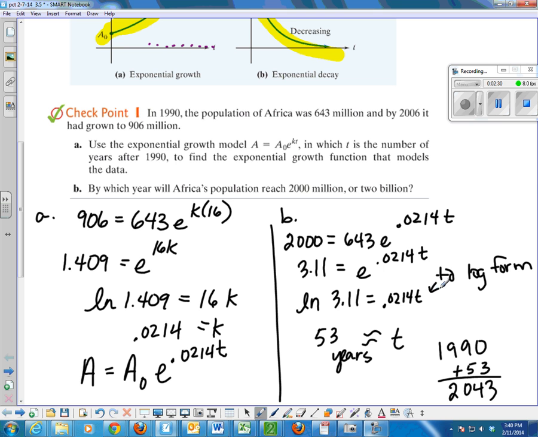All right, then to log form is actually natural log of 3.11 equals the exponent here. Again, evaluate with the calculator, natural log of 3.11, divide that by 0.0214, and then you get t is approximately 56 years. So it says by which year, so I need to go ahead and add that 53 to the initial year, which was 1990. So the answer for this is year 2043.